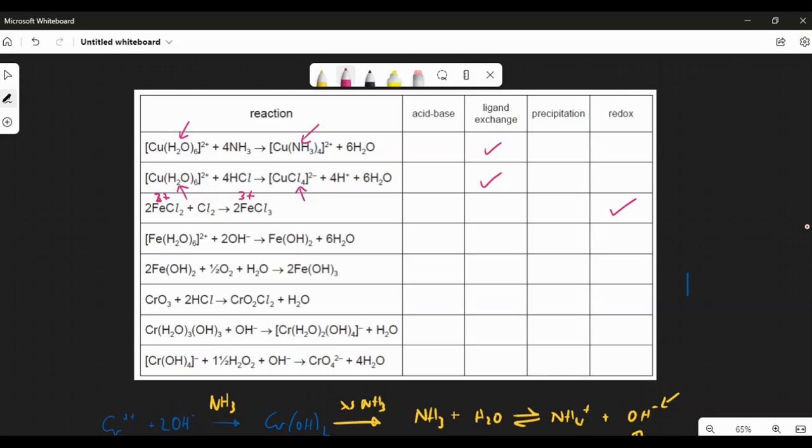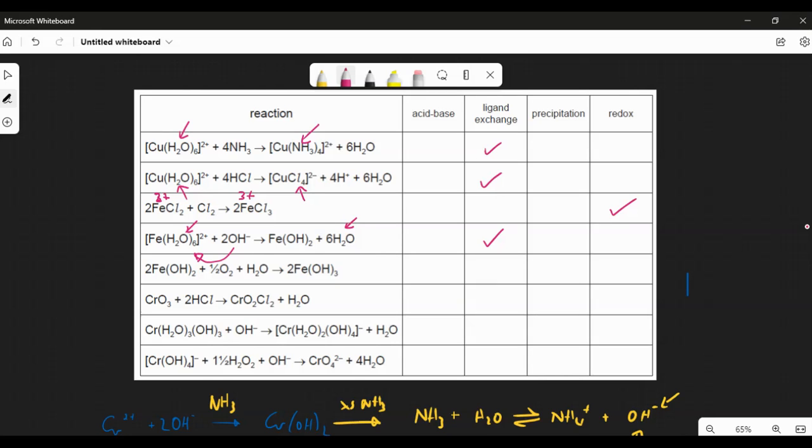So this is an oxidation and a reduction, so this one must be a redox. The next one, what have we got here? We've got 6 water molecules there, and 6 water molecules there. We have OH- here has gone on. So what am I going to call this one? I'm going to call this one a ligand exchange.